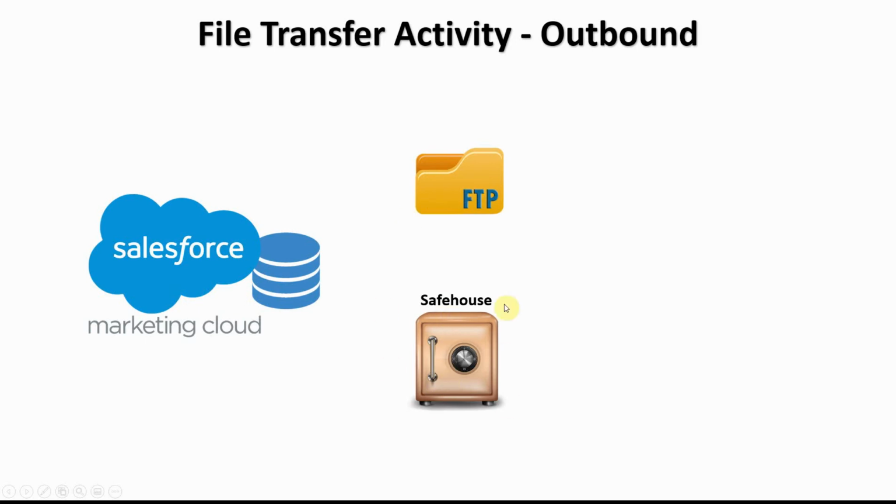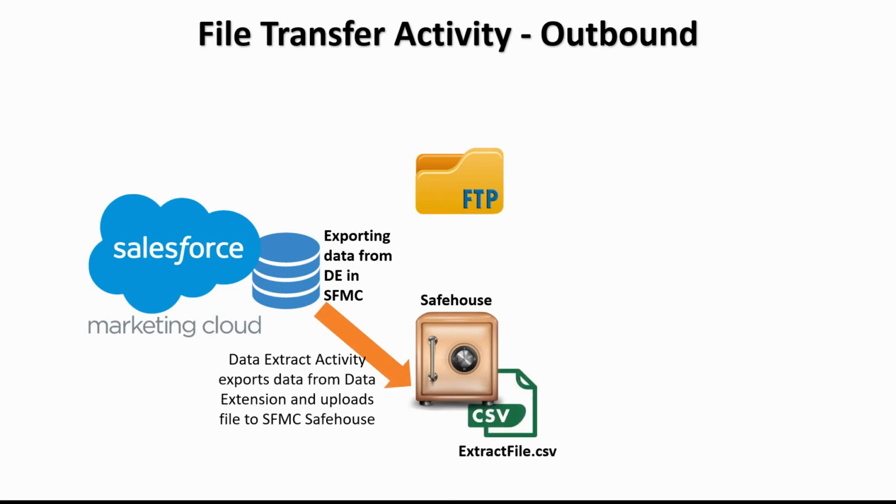In inbound we saw the file coming in. In this particular case, whenever we're looking at an outbound, it's primarily when we want to export data out from Marketing Cloud to an external system. For that we usually have activities such as data extract. There's a data extract activity which we'll cover in a future video, using which we can extract the data into a CSV file, or you can even have tracking data.